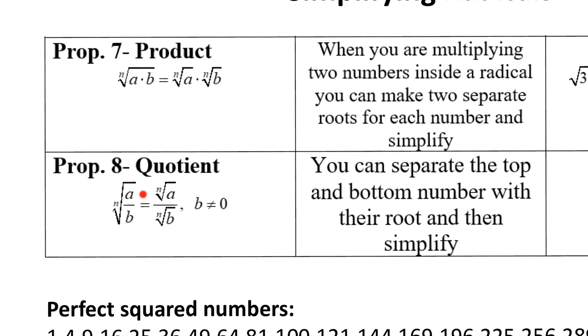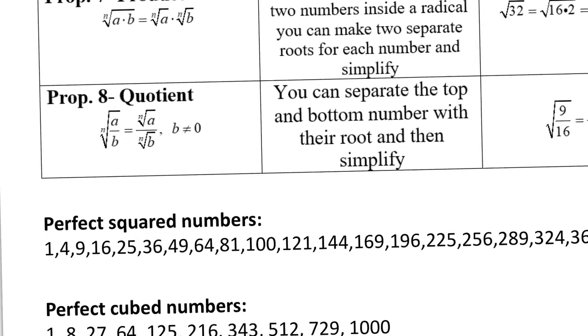So remember, quotient property: you can separate the top and the bottom, and you can simplify each side of the fraction. Or you can go backwards. If you have two radicals in a fraction, you can make one big radical, and then you can simplify the square root. Just also a quick review.